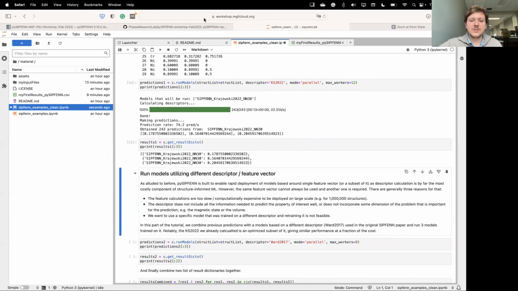I see some questions in the chat. Yes, you can either output these structures into cells, or you can store them as POSCARs. And I see Tobias ask, how does the predicted energy depend on the lattice parameter specified in the POSCAR file?